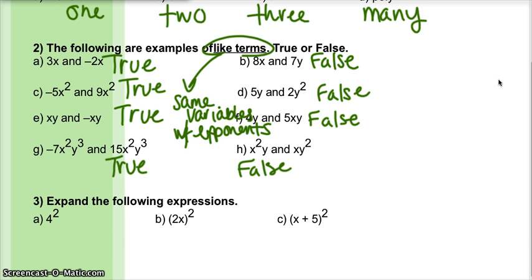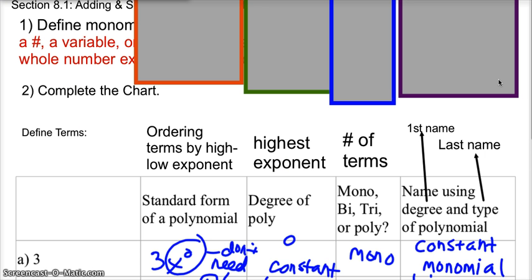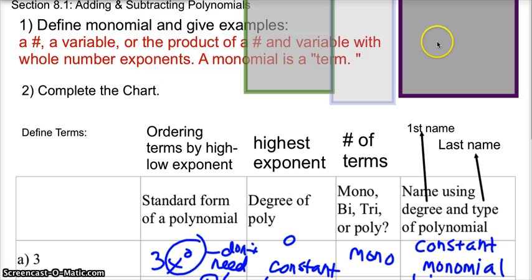So letter H is false because here is an x squared, and in the second part, there's a y squared. Letter G, they are like terms. The numbers in front don't matter, but I have an x squared, a y to the third, x squared, and a y to the third. On to your notes.